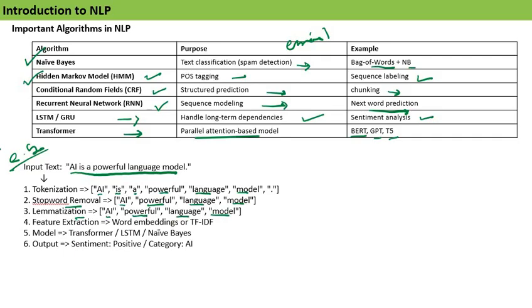Okay. After feature extraction, we provide the word embedding or the term frequency-inverse document frequency. After feature extraction, we pass it to different models, for example, transformer, LSTM-based, or CNN models. And we get an output sentiment, whether the text provided here, "AI is powerful," has a positive sentiment or not, where the category is AI.